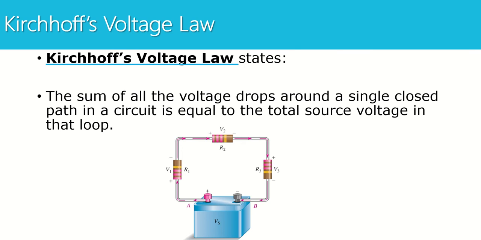Kirchhoff's voltage law, or KVL for short, says that if I add up the voltage drops around this loop, it's going to be equal to the amount of source voltage applied to the loop. Again, this is for a closed loop. Current has one path. And if I add up the voltage for R1, the voltage for R2, and the voltage for R3, it should be equal to the source voltage. That's KVL, Kirchhoff's voltage law.